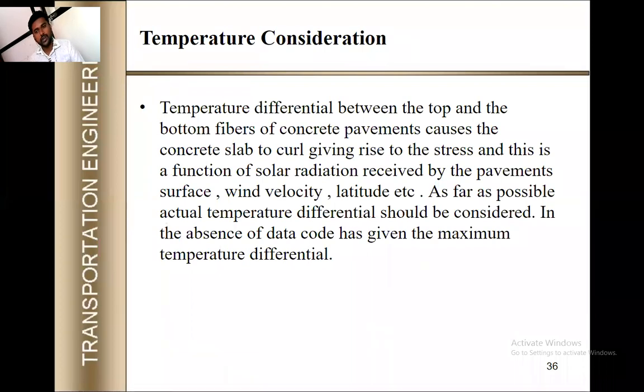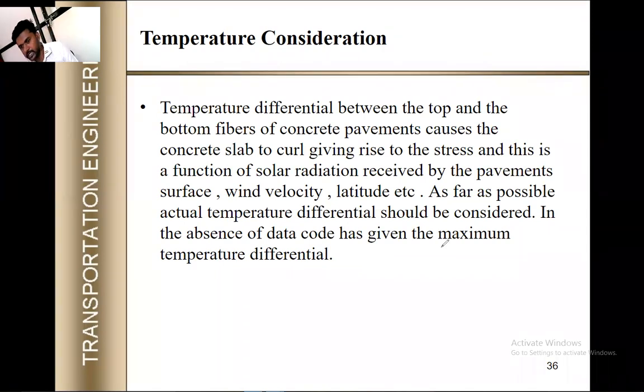The temperature difference between the top and the bottom fiber of the concrete pavement causes the concrete slab to curl, giving rise to stress. This is a function of solar radiation received by the pavement surface, wind velocity, and latitude. As far as possible, the actual temperature difference should be considered. In the absence of data, the code gives the maximum temperature difference.